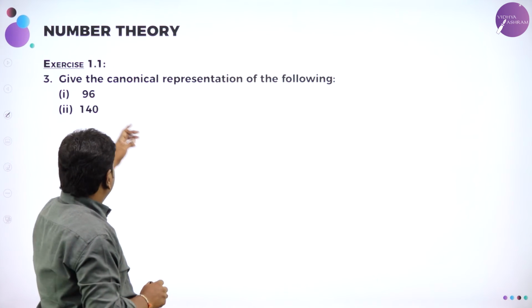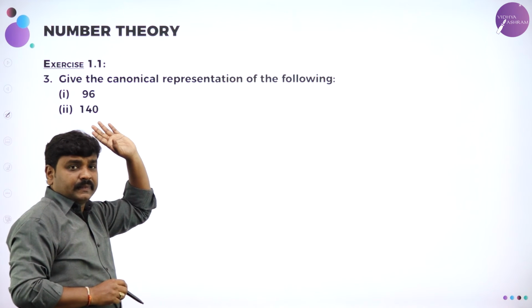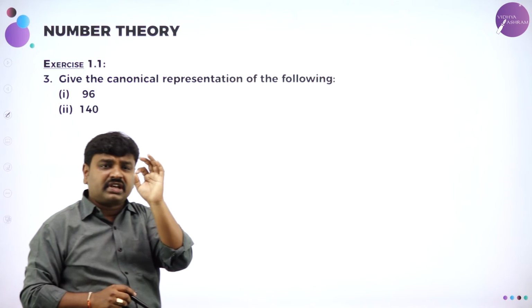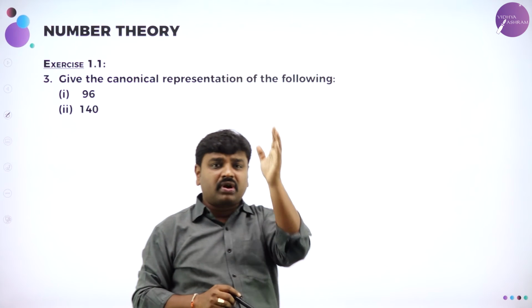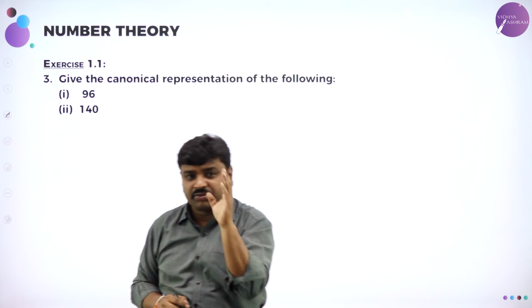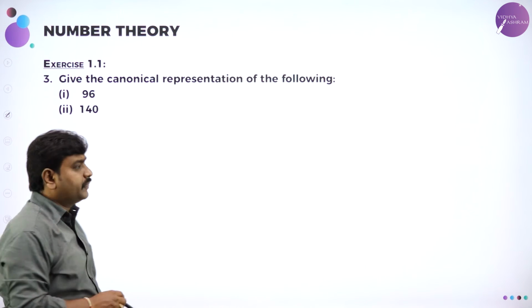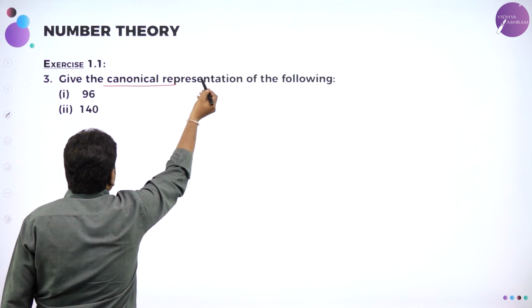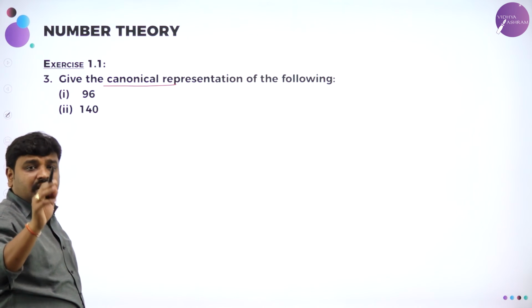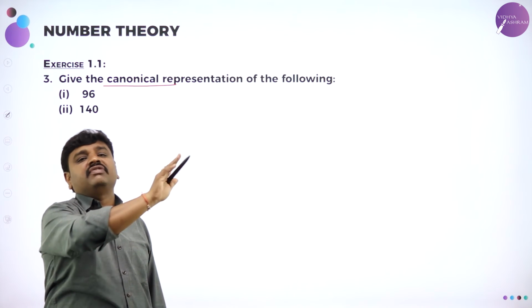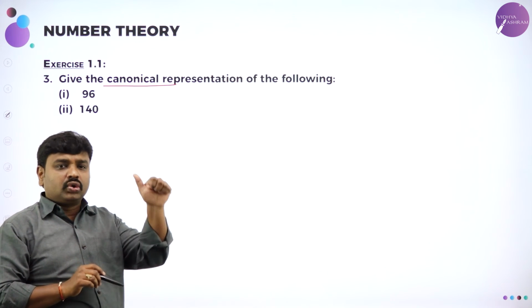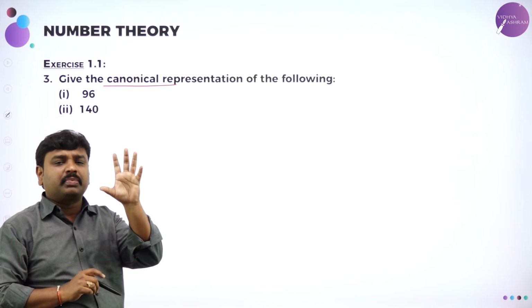they have given the canonical representation. They wanted to just represent in canonical form. Canonical form means what? Write them as a product of prime factors. So now they want what form? Canonical form. Canonical form means what? Write them as a product of prime factors. What are prime factors? 2, 3, 5, 7. These are all the prime numbers.